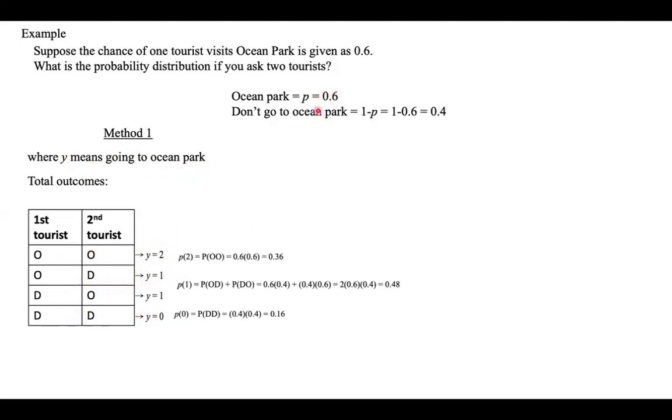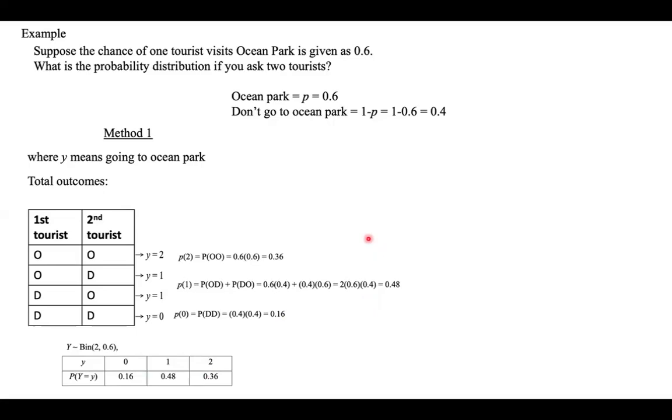And we can put the numbers in. So 2 Ocean Parks, that would be 0.6 times 0.6. And both of them not going to Ocean Park, that'll be 0.4 times 0.4. And then we have two scenarios in here. The first one goes to Ocean Park, the other one does not go. And for the other scenario, the first one does not go, and then the second one goes to Ocean Park. Then we can put it in a table. Then we get Y as going to Ocean Park, either no one, one person, or two people. Then we get these numbers.